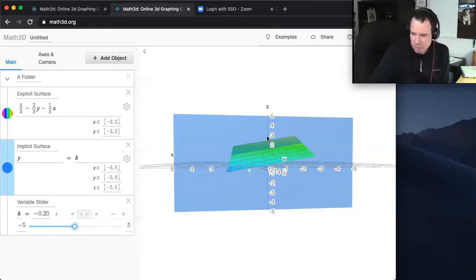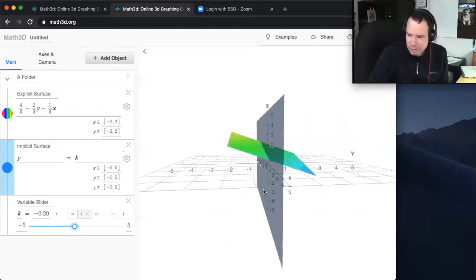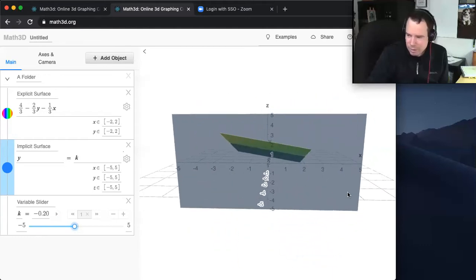You may say, well, it looks like it's positive. It's going up from left to right. Yes, but you have to remember that our x value is positive to the left now. So maybe an appropriate way to look at this is from the other direction, from behind. Now we can see it's going down. So it's a slope of -1/3.